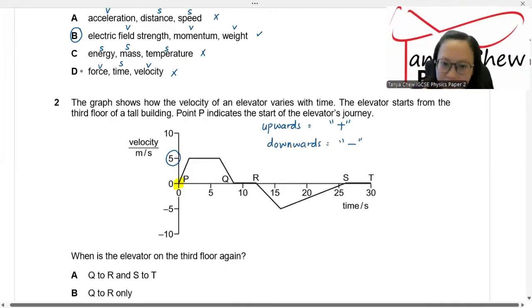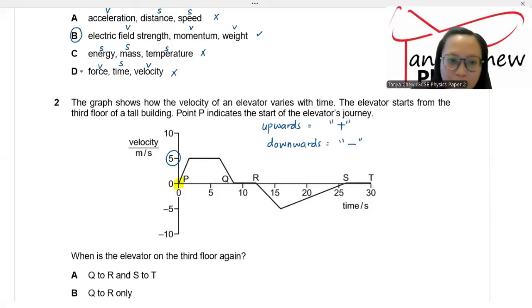So elevator can move up, can move down. I will say from P to Q, maybe this is point A, the elevator is moving upwards. And then at Q, it comes down, right? P to Q, it is moving upwards. From Q to R, it seems like velocity is equal to 0. So from Q to R, this elevator is static. That means it stopped at one of the floors higher than the third floor. So the elevator is not moving, stationary.